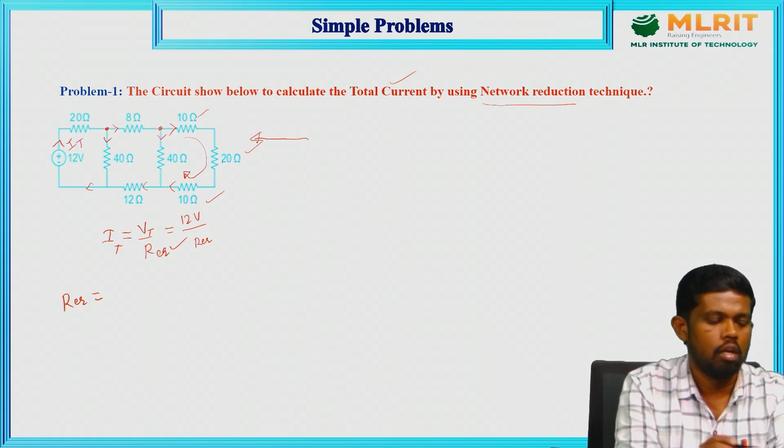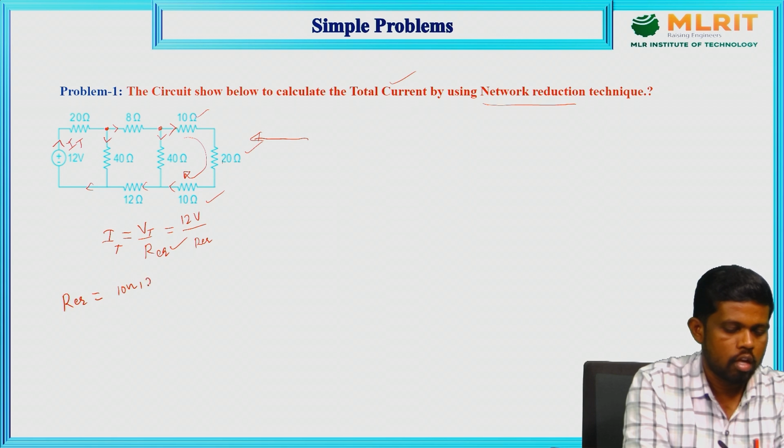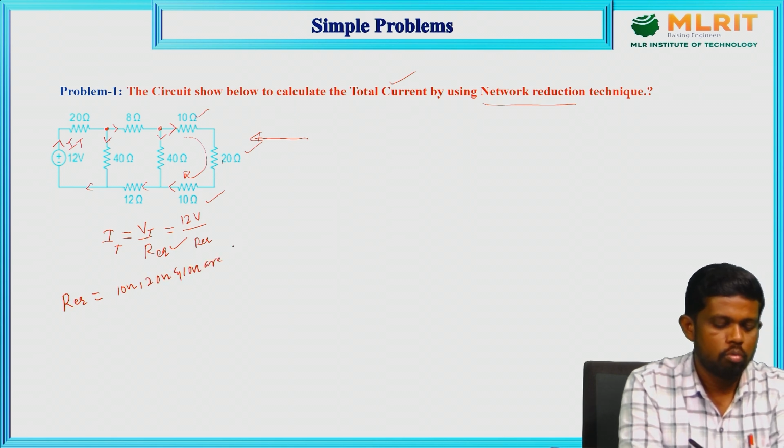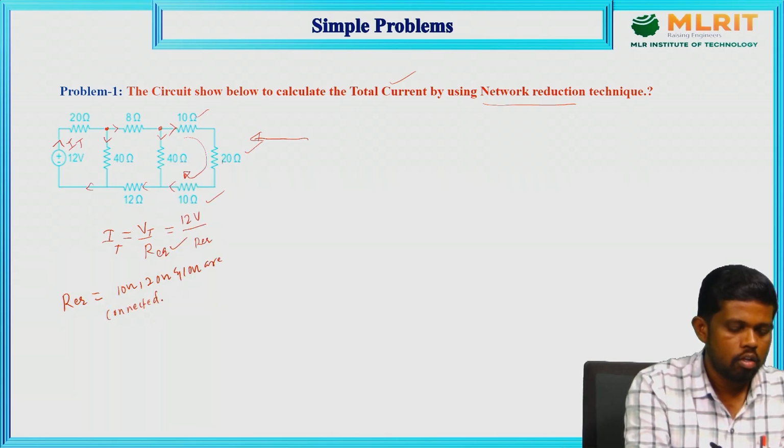This is the method. So here the 10 ohms, 20 ohms, and one more 10 ohms are connected in series. So these three elements are connected in series.